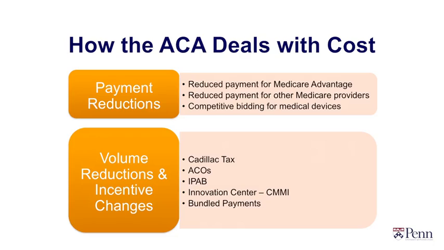The Cadillac tax is one way of doing that. The Accountable Care Organizations, which is a new item created by the Affordable Care Act. IPAB, or the Independent Payment Advisory Board, does that. There's an innovation center in Medicare to try to do experiments or demonstration projects to transform how we deliver care.